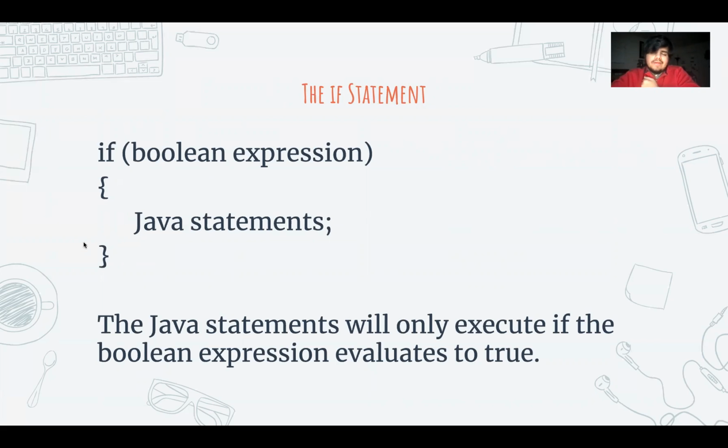But if you're trying to make it very basic and you don't want to put curly brackets, the next line is going to be your only executable part of the if statement. But in this case, anything that's in the curly brackets, you could put multi-line Java statements, and it will only execute if the Boolean expression is true. Now, if it's false, it's simply going to ignore it.